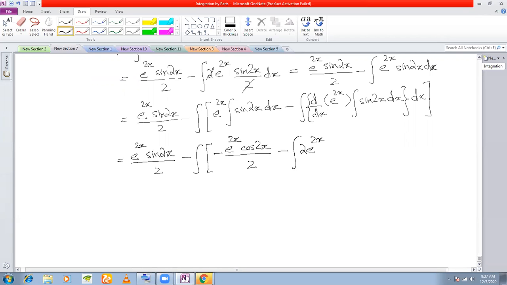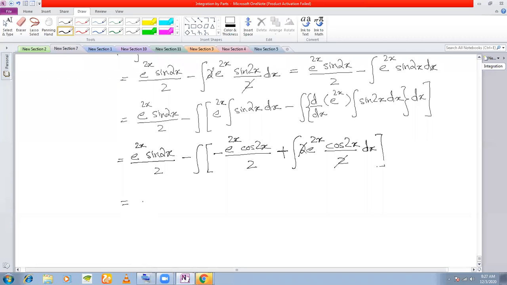and the integral of cos 2x is what? Sin 2x by 2, minus sin 2x by 2. So this minus and that minus combine to become a plus, so sin 2x by 2 dx. So now what happens? This 2 and this 2 cancel off.